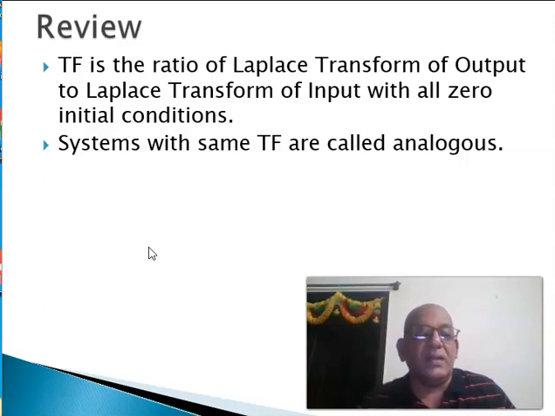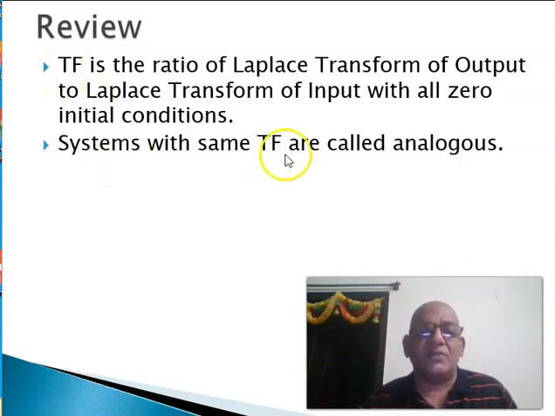We have seen that transfer function is the ratio of Laplace transform of output to that of input with all zero initial conditions. And we have seen that TF is defined for linear time invariant systems, and systems that have the same transfer function are called analogous systems.